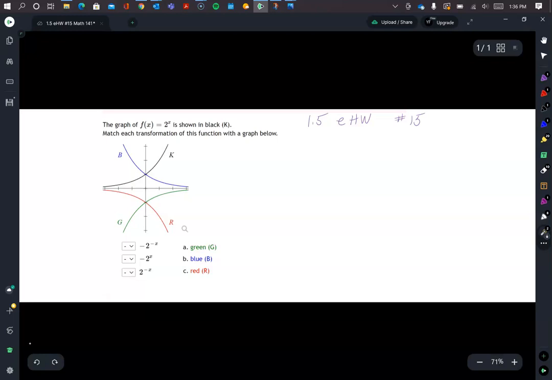So I'm going to look at the red one, and I can see that my curve here is reflected over the x-axis. So that means all my y values got changed around to be the opposite, right? So that would be the negative. So for the red one, I would have this right here, negative 2 to the x. Okay, so I'm going to say C there for that one.